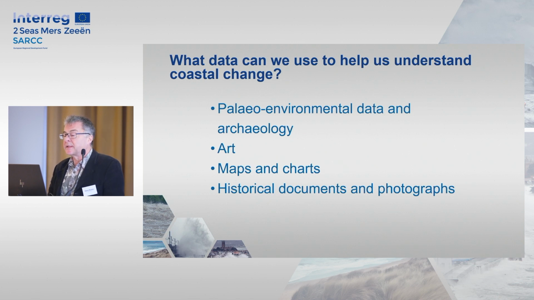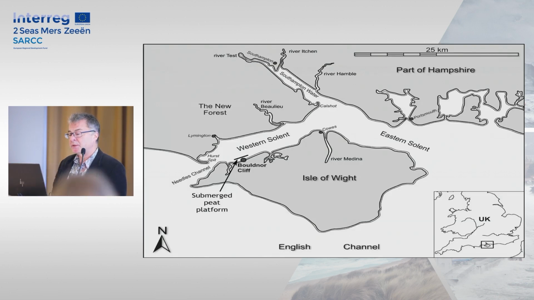So when we look at the data, what data can we use to understand coastal change? We've got paleoenvironmental data and archaeology, which I have outlined briefly. We can look at art, then there's maps and charts, and then there's historical documents and photographs. So I'll start by returning to the Western Solent, because this is such a wonderful area that has a nice chronology of archaeology and paleoenvironmental material, because that was our first data sets we're looking at.